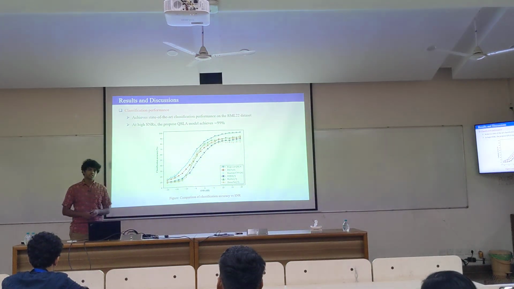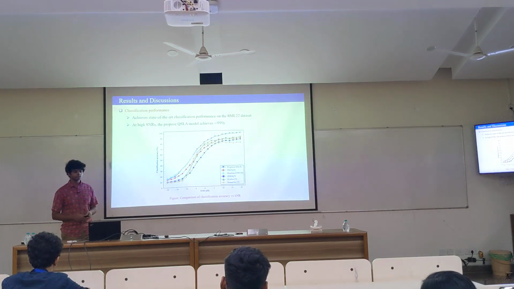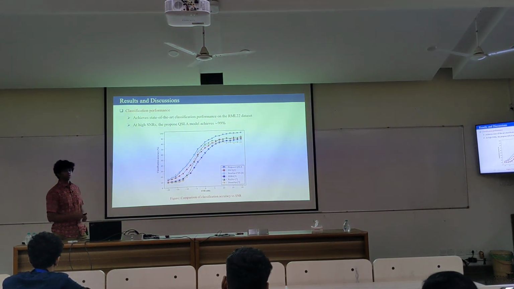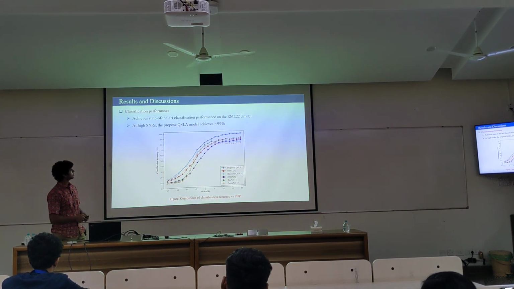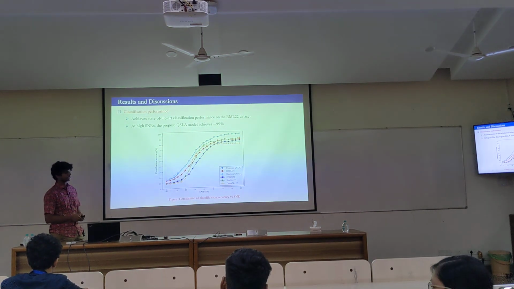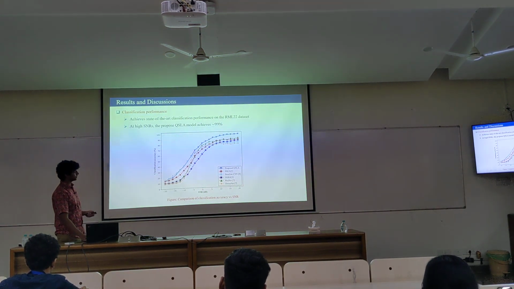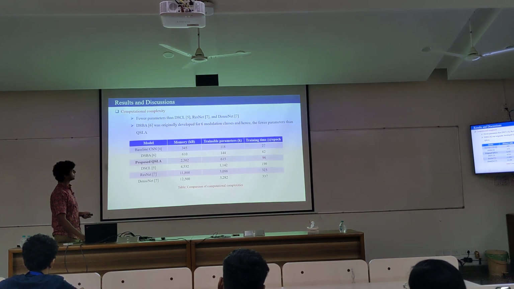Now on to the meat of the discussion, results. First, we'll take a look at the classification performance. As you can see, our model achieves state-of-the-art classification performance on the RML22 dataset. This proposed model achieves around 99% accuracy on all the -20 to +20 SNR signals. This is significantly better than all the previous models. This is an improvement of around 10%, as you can see.